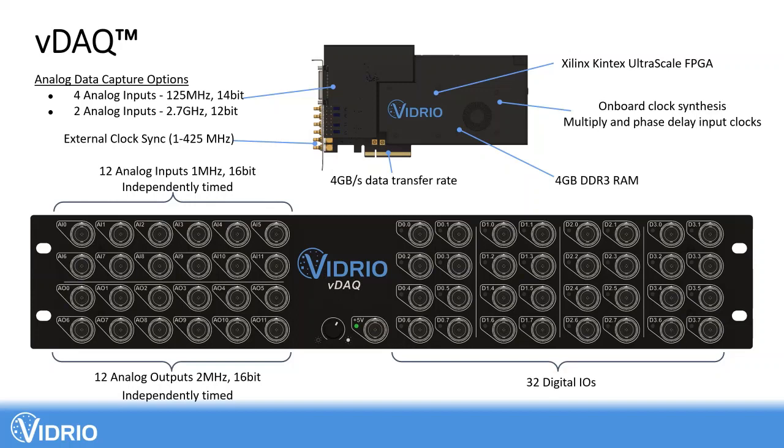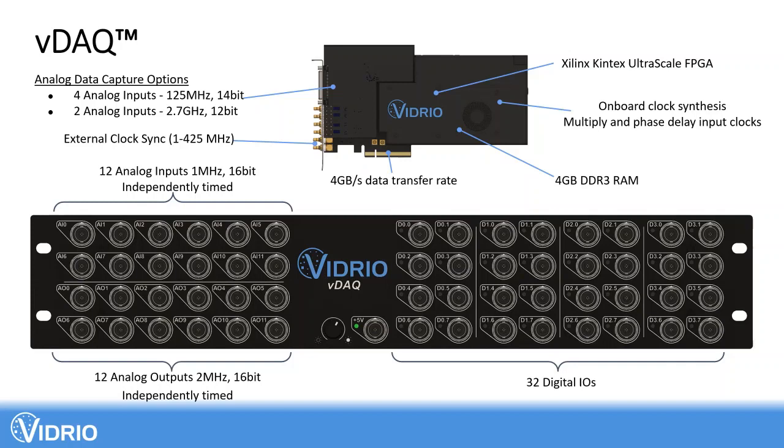This is coupled with onboard clock synthesis, which can multiply and phase delay input clocks in a really elegant way. The other thing is the daughter board, which you can get in 2 varieties: one that has 4 analog inputs at 125 megahertz, and another that's just been released in the last couple of months that has 2 analog inputs at 2.6 gigahertz. And there are some specialized high-speed applications that I'll talk a little bit more about that you can do with this high-speed ADC.